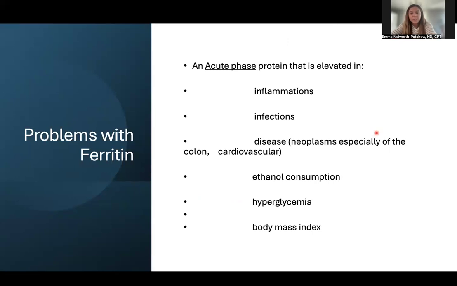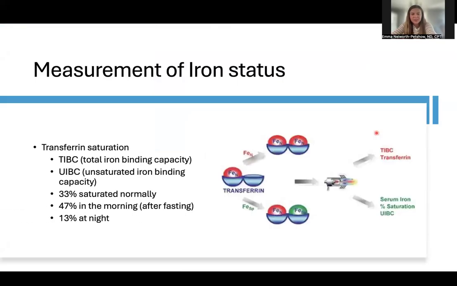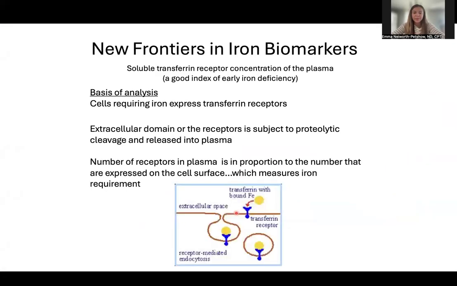Now, ferritin has problems as a measurement because it's an acute phase protein and can be elevated in inflammation, infection, disease, especially certain neoplasms, with alcohol, with high blood sugar, and with body mass index. So it's not a perfect system. Now, when we're looking at iron status, we can consider transferrin saturation. Total iron binding capacity is TIBC. Unsaturated iron binding capacity is UIBC. TIBC is much more common in what we order. 33% of our transferrin is saturated normally, more in the morning, less in the evening. So there is a diurnal pattern.